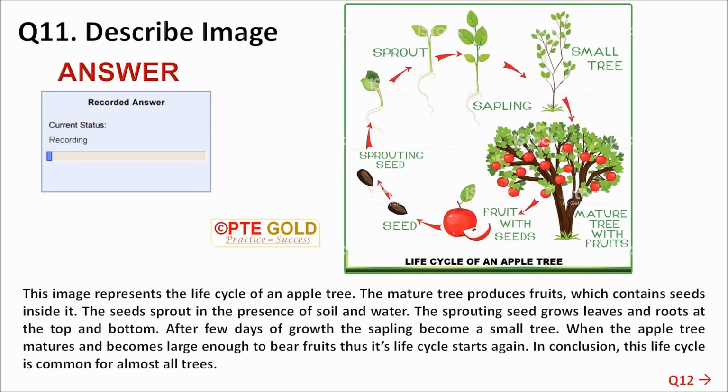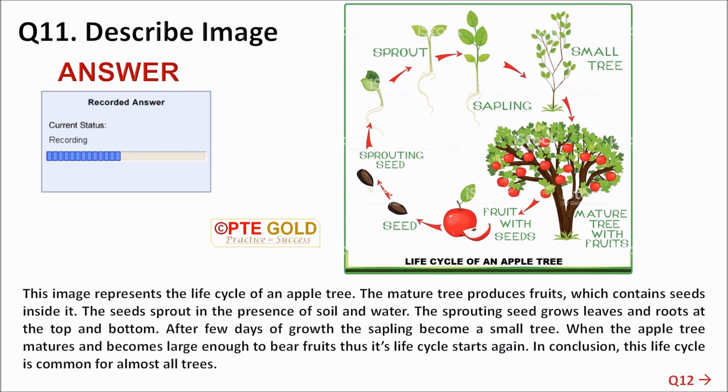This image represents the life cycle of an apple tree. The mature tree produces fruits, which contain seeds inside it. The seeds sprout in the presence of soil and water. The sprouting seed grows leaves and roots at the top and bottom.